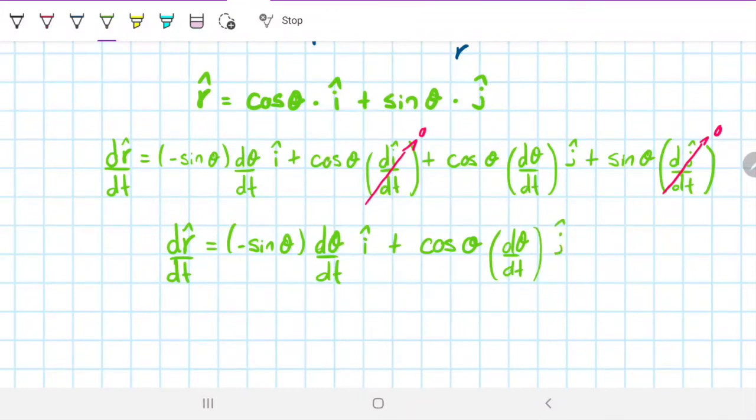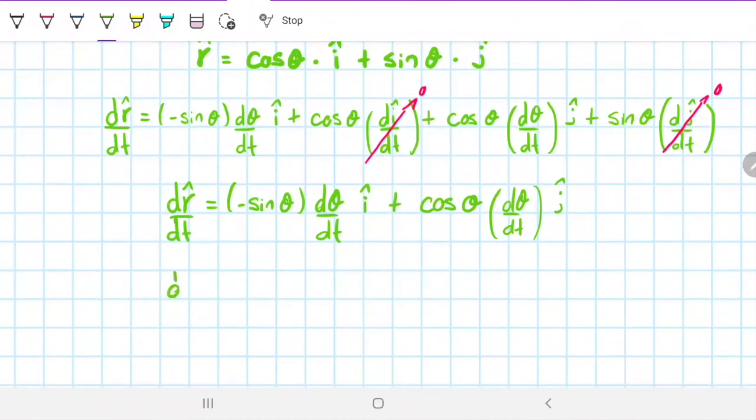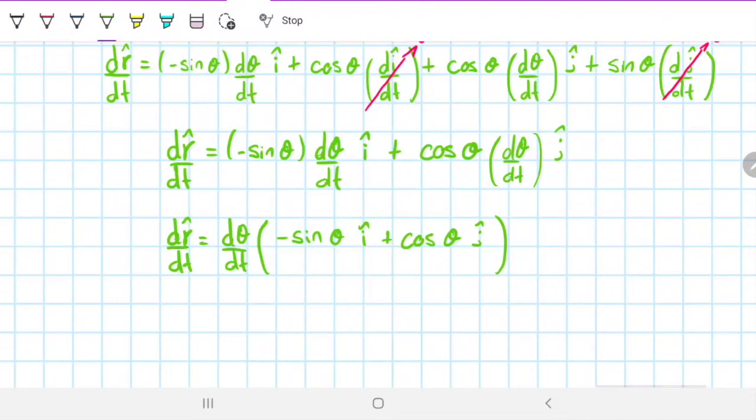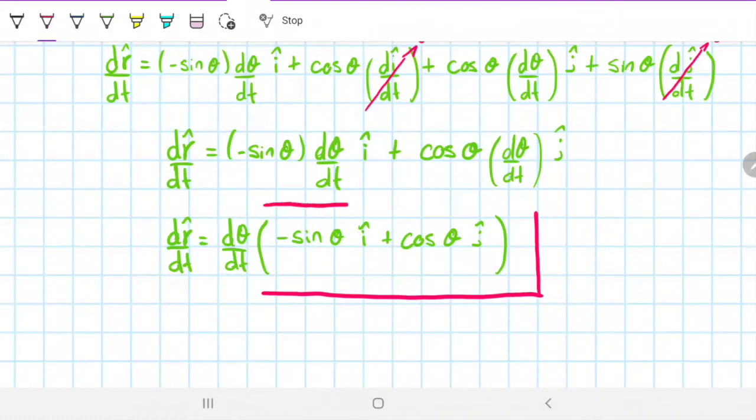Okay, and that's almost good, except it's a bit messy. So let me go ahead and take, because we have the derivative of theta multiplying everything, let me go ahead and take it down and put it out of the parentheses like that. So that's going to multiply negative sine of theta times i hat plus the cosine of theta j hat. Okay, now this is very interesting because actually this guy inside the parentheses is actually equal to theta hat, and I'll show you that.